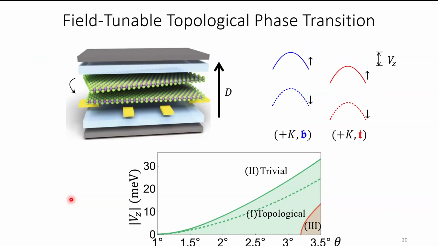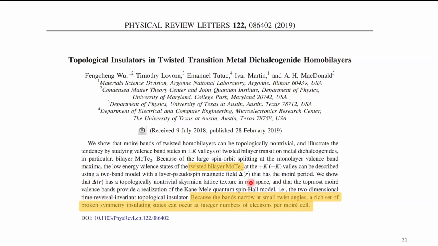And if we apply an out-of-plane electric field, then we drive an imbalance between the 2 layers, and the layer polarization can drive the topological state to a topologically trivial state. This is our initial imagination. I'm not sure whether it could work out.